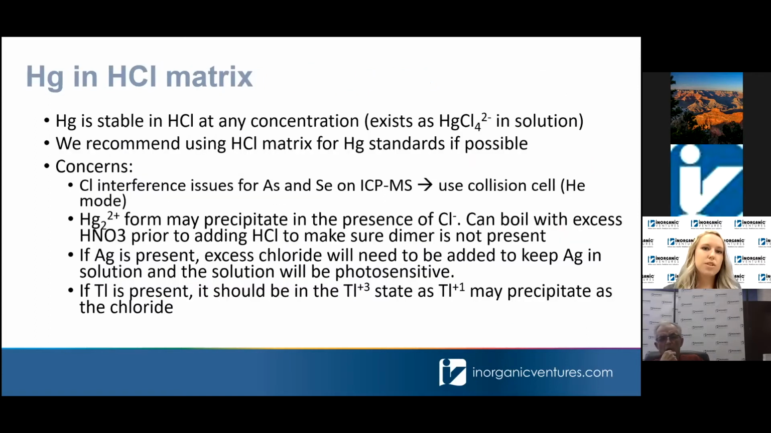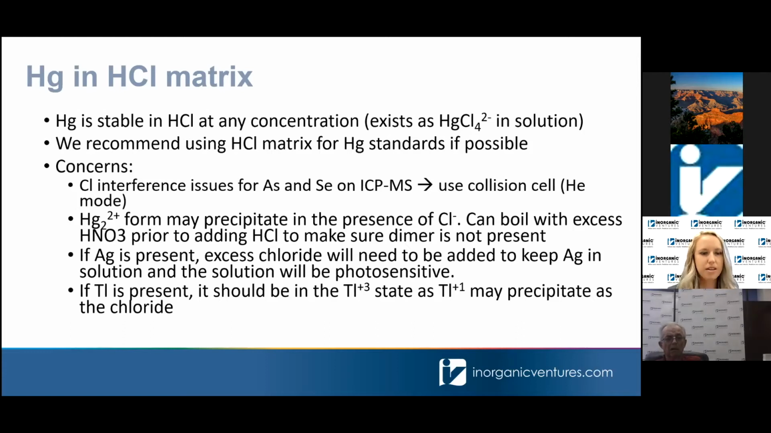So the next matrix option is hydrochloric acid. We generally recommend using hydrochloric acid as the matrix if possible for your mercury standards. Mercury is going to be stable in both glass and plastic, so you don't have to worry about your container material. But again, you do have that polyatomic interference from the chloride for arsenic and selenium. But we just mitigate this issue by using the collision cell on the ICP-MS, and that's going to eliminate any of those interference issues if you do have arsenic and selenium in your analysis.